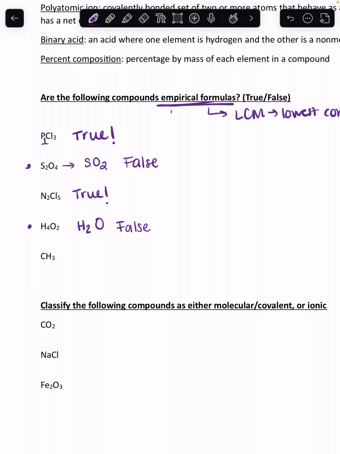And the last one, CH3. This is methane. You'll learn about that in organic chemistry and whatnot. But CH3, is this an empirical formula? Similar to the first one, PCl3, it cannot be reduced anymore, right? There's an understood 1 subscript next to this carbon, and I have 3 hydrogens, no way to reduce it. So it would be a true statement. This is an empirical formula. All right, so those would be some questions that you'll find on the exam.